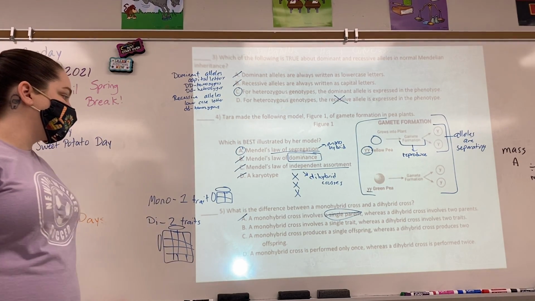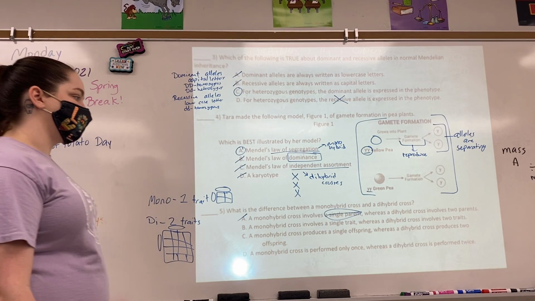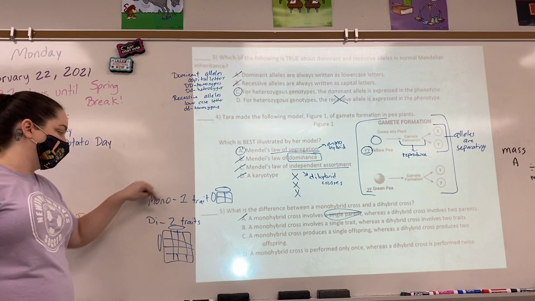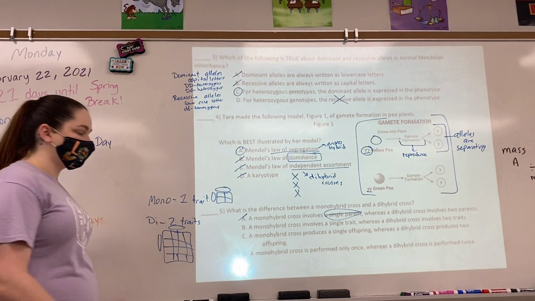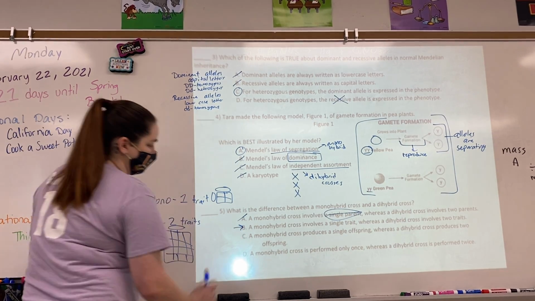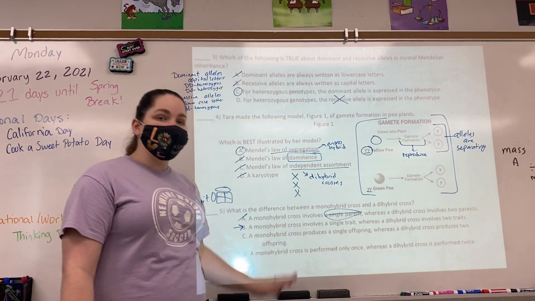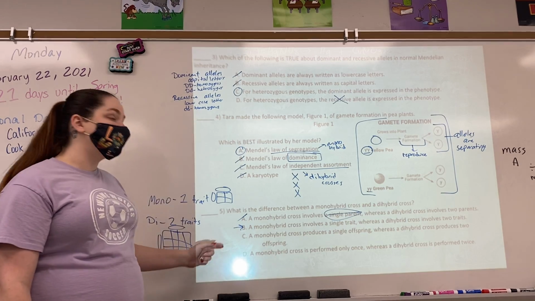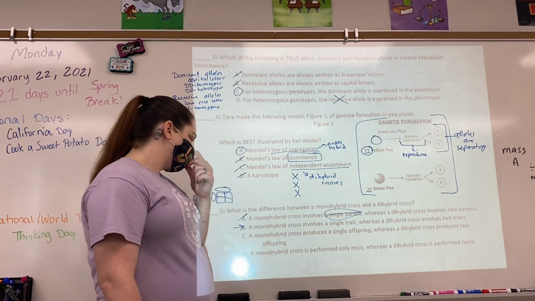B, a monohybrid cross involves a single trait, whereas a dihybrid cross involves two traits. Well, right here I wrote down that mono means one trait and di means two traits. So I'm thinking that it's letter B, but I have to choose the best answer choice. So I have to look at all the answer choices to make sure that B is the best answer.